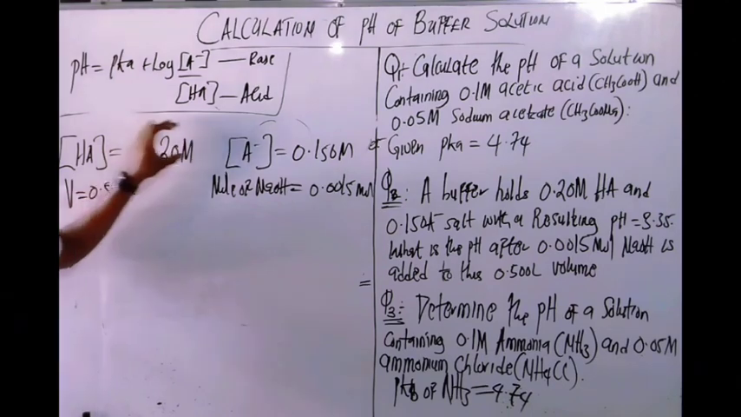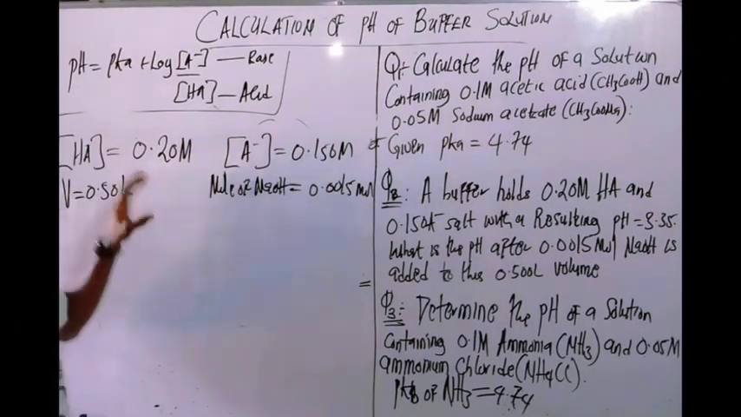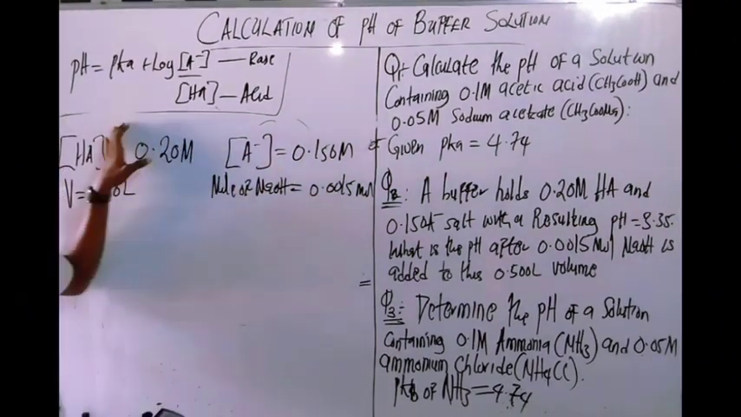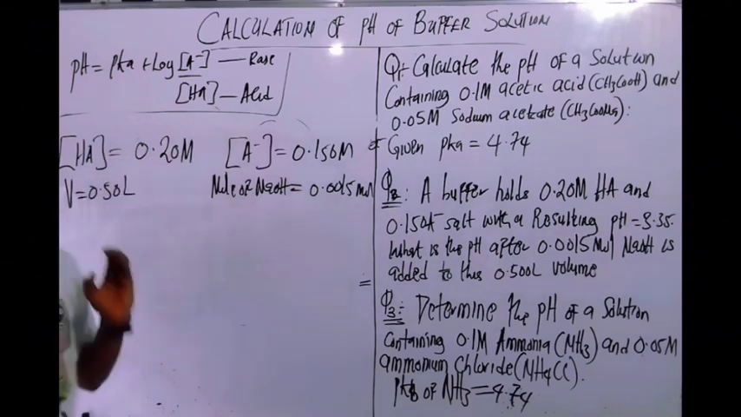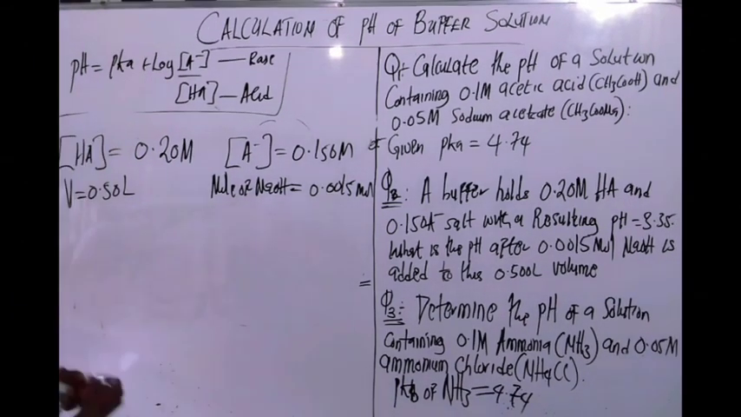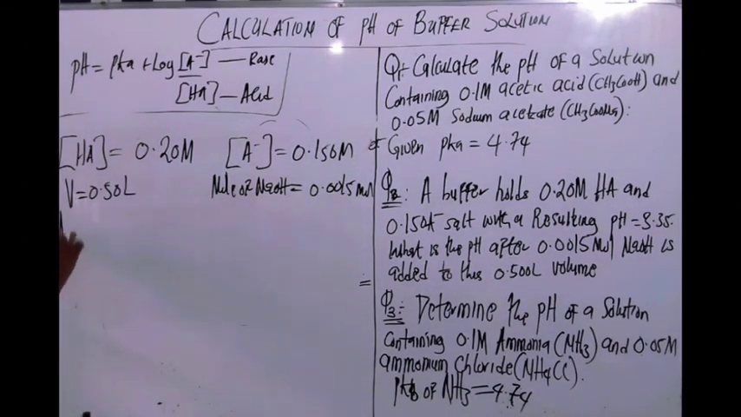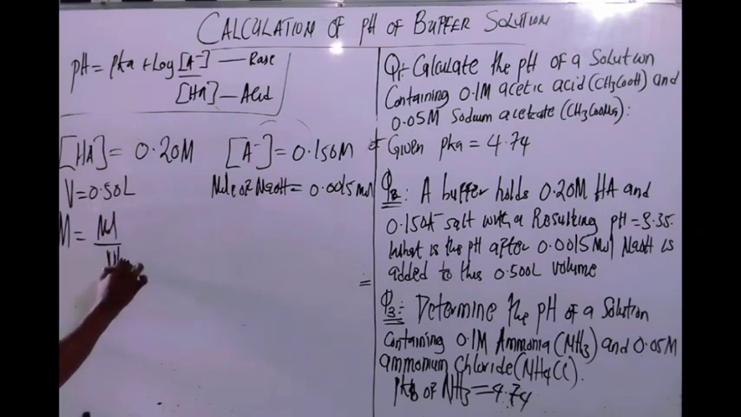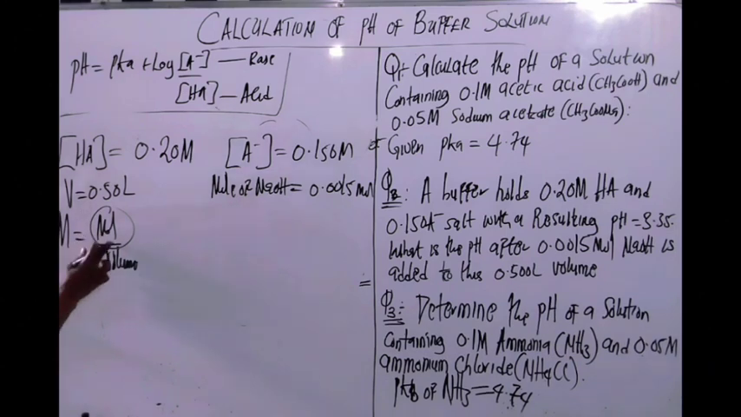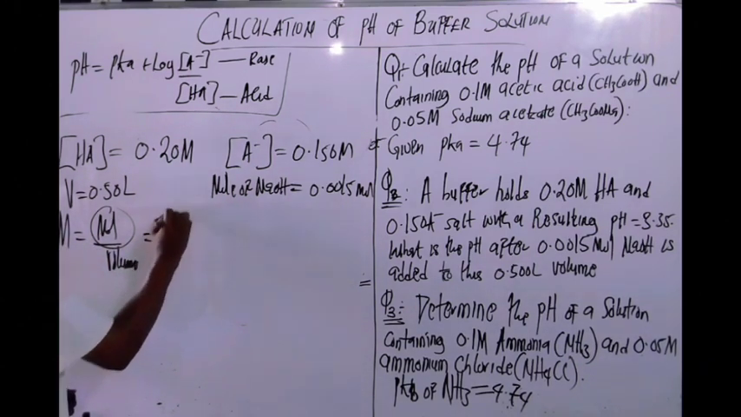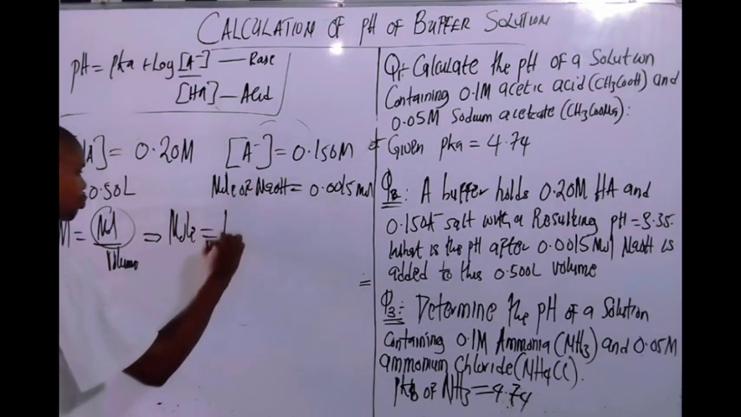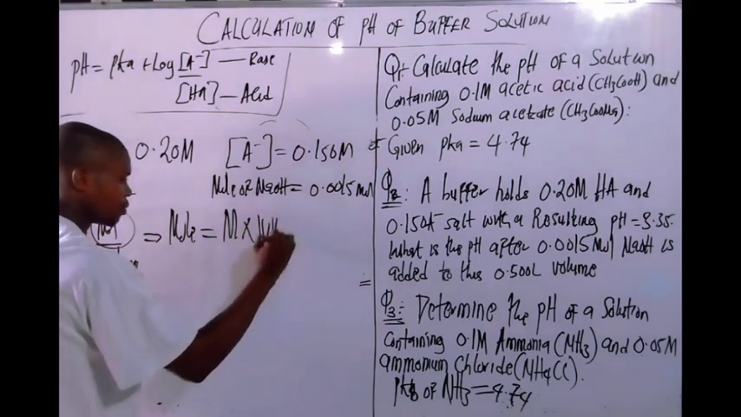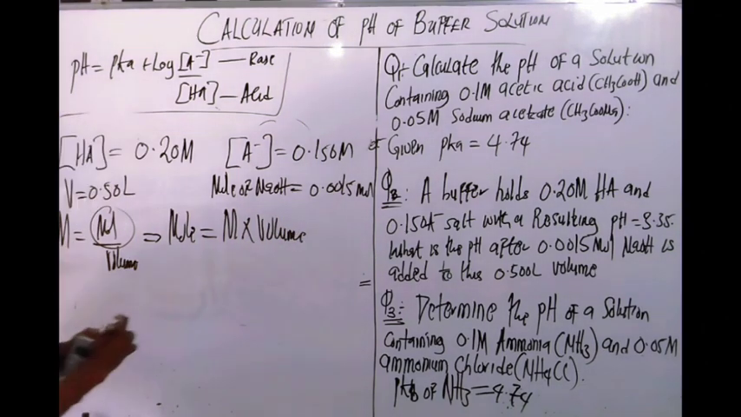But here is the problem. Here I have molarity, here I have molarity, here I have mole. Now, for me to be able to subtract from these, I must convert this one to mole. Do you understand? So remember, molarity is equal to mole over volume. So let me calculate the mole. If I make mole the subject of the formula here, it's going to be mole equals molarity times volume.